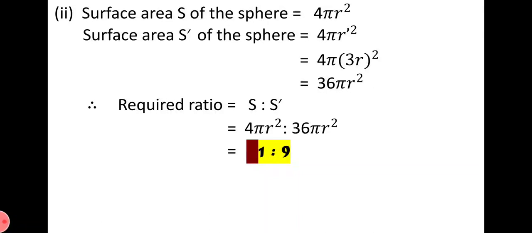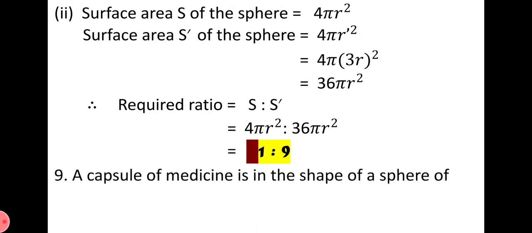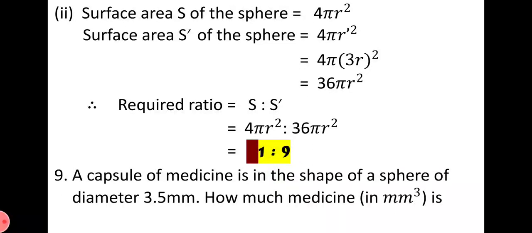And the last question of this exercise, that is question number 9. A capsule of medicine is in the shape of a sphere of diameter 3.5 millimeter. How much medicine in cubic millimeter is needed to fill this capsule? It is given that a capsule of medicine is in the shape of a sphere and the diameter of this capsule is 3.5 millimeter. We have to find out how much medicine can be fed in this capsule.